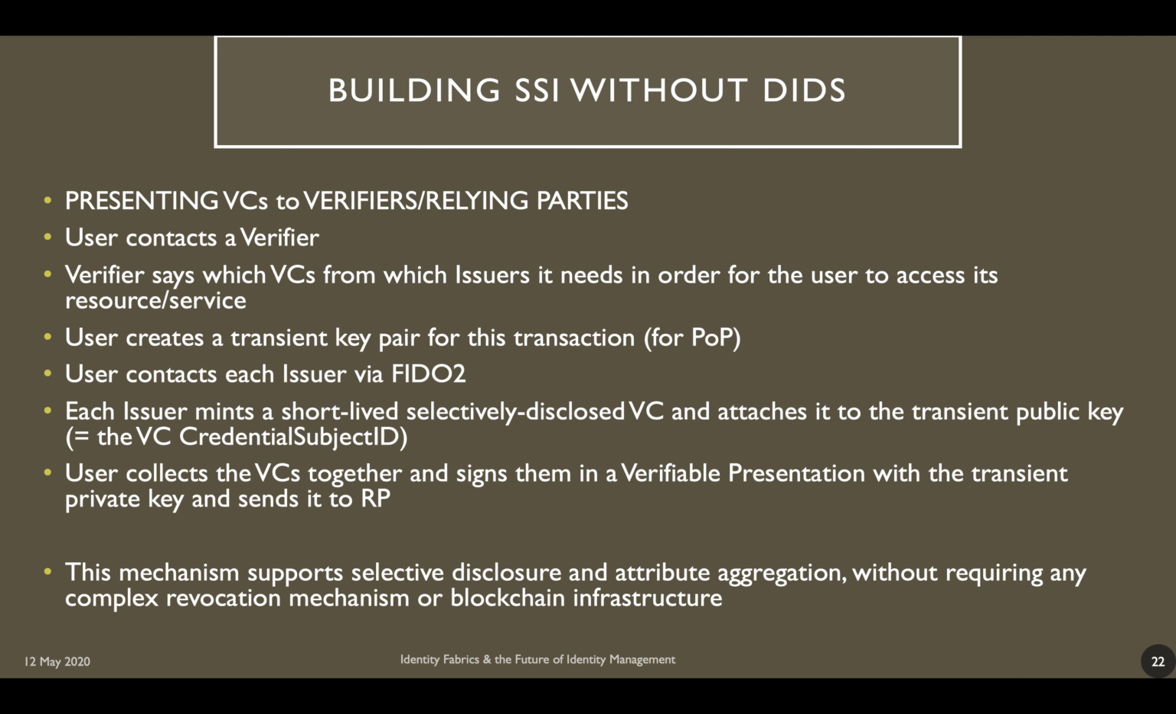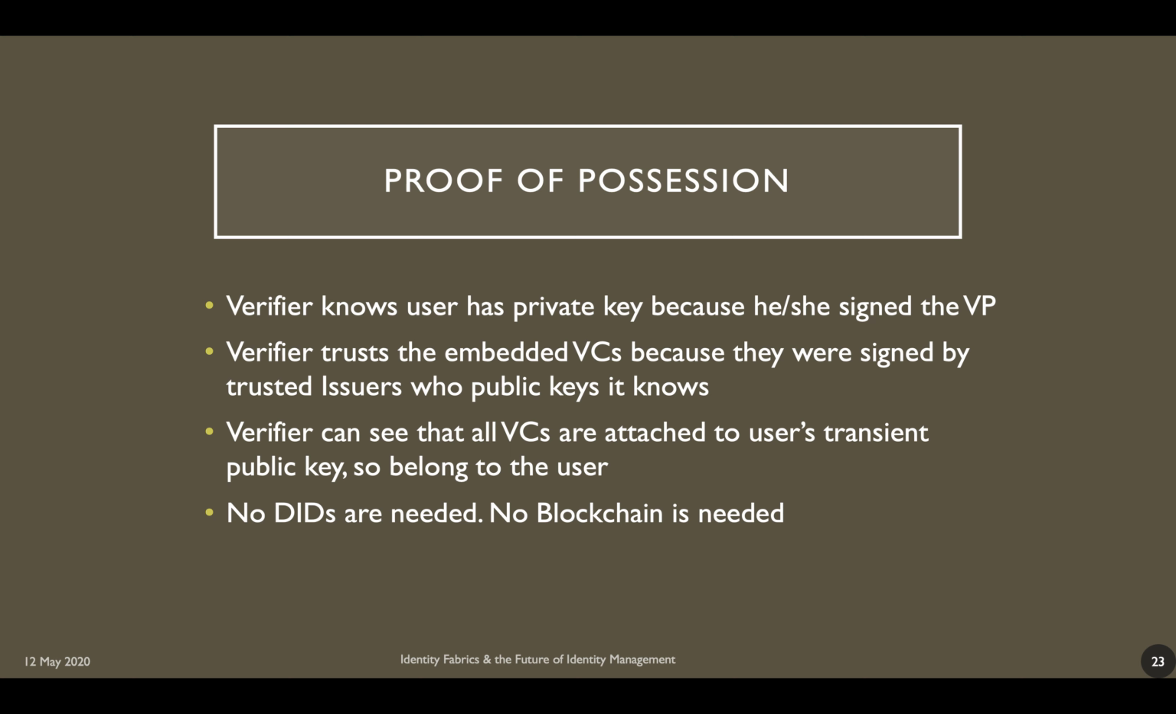The user then collects all the VCs together, signs them into a verifiable presentation with the private key, and sends it to the RP. When the verifier receives the VP, it checks the signature on the VP, and that shows that the user possesses the private key and the corresponding public key. The public key is embedded in the VCs, which have been signed by the trusted issuers, so the verifier can see that all the VCs belong to the user, and no DIDs are needed and no blockchain is needed.